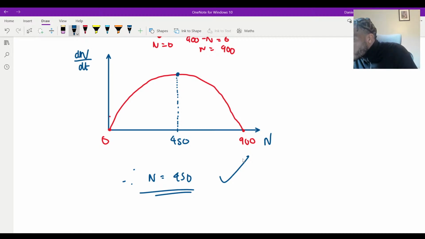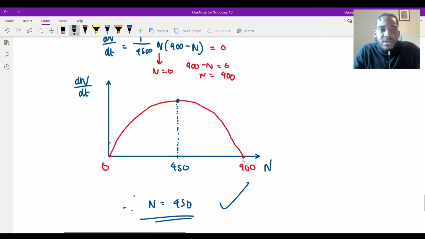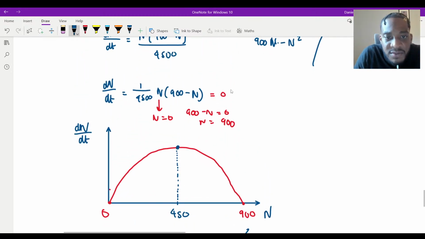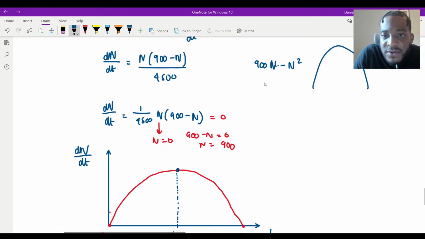Is it not a difference of two squares? To be fair, you could write this as... or is it? No, it's not actually. Wait, no, it is. Yeah, because if you just do that and then square root it, you get that. No, it's not. Because if it was 900 minus N squared, then yeah, that would be fine. But it's a 900N, so it's not. Hope that makes sense.